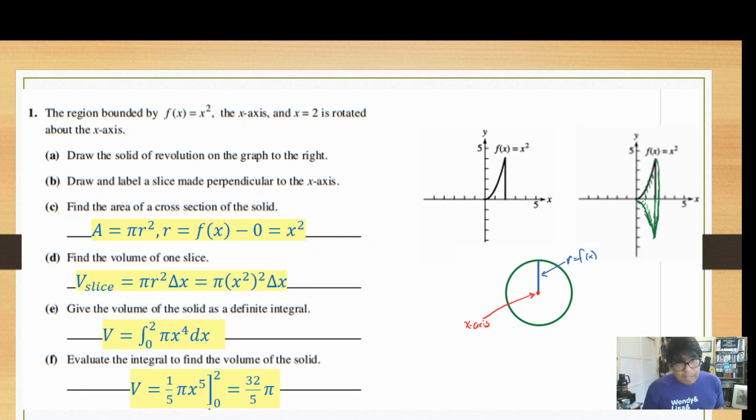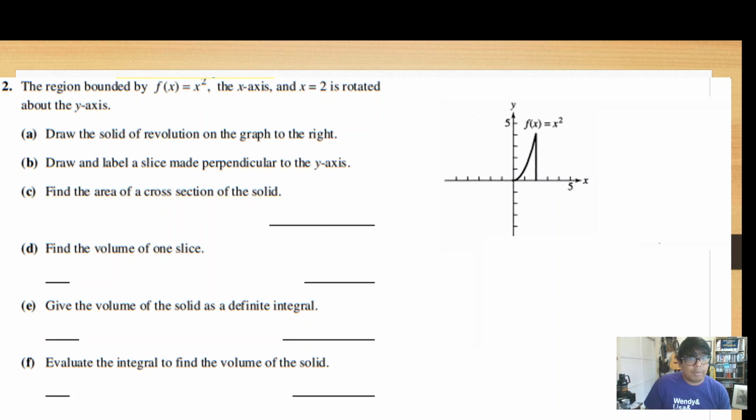Okay, so let's revolve something around a vertical axis. Here we have a region bound by f of x equals x squared, the x-axis, and x equals 2, and now we're going to rotate it about the y-axis. Actually, this is the exact same region, isn't it? Okay, so draw the solid of revolution.